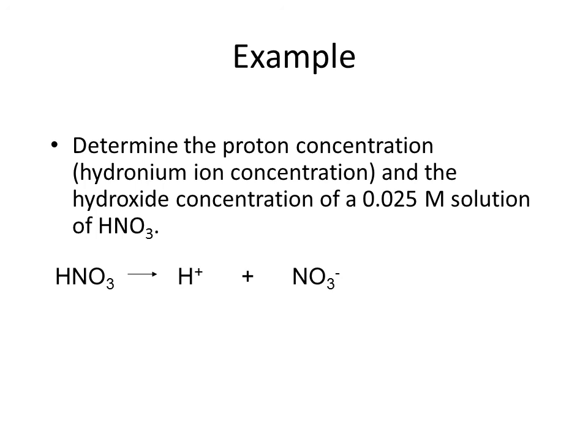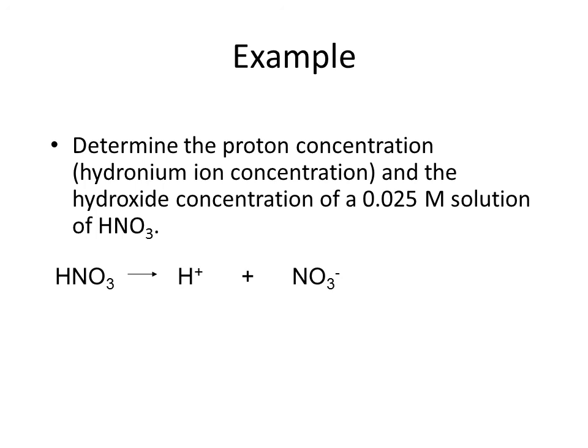So I can use this in problems to try to understand what's going on. If I look at this problem, I'm giving you a 0.025 molar solution of nitric acid, and it's saying determine the proton concentration and the hydroxide concentration of this solution. I can figure out what those concentrations are by knowing what nitric acid does in water, and by understanding that proton concentration times hydroxide concentration is equal to 10 to the minus 14.